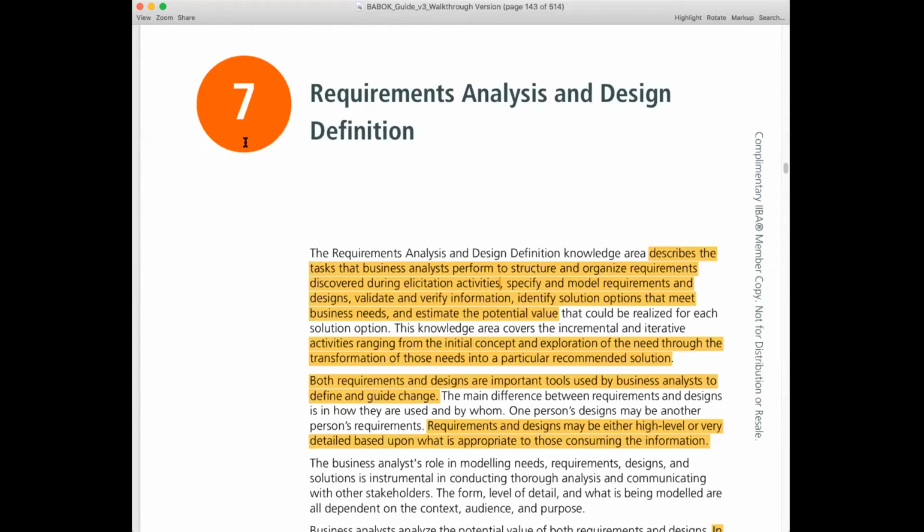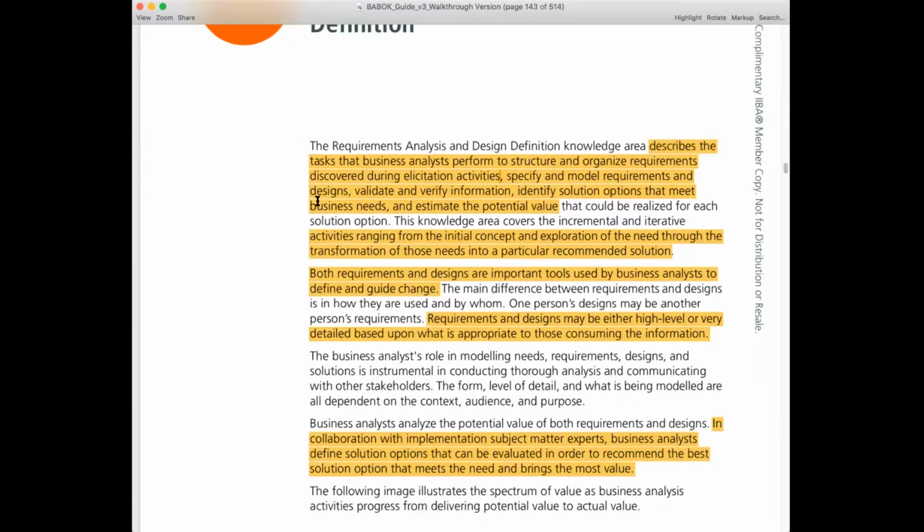So it's week 6 of our BABOK study group, and we're going to be covering chapter 7, which is the requirements analysis and design definition knowledge area. And this is the knowledge area that has the largest distribution of all of the core IIBA certification exams. So basically you have the most questions coming from this chapter.